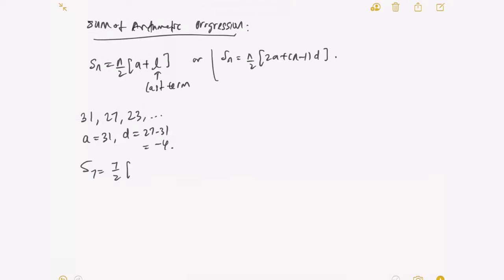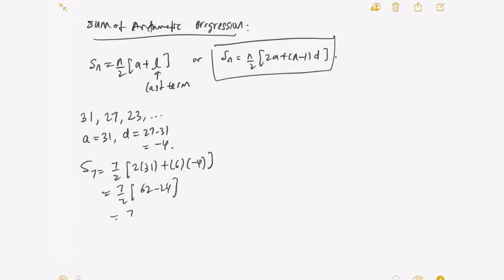over 2. I'm using this formula here because you know your a, you know your d, the common difference, and your first term. Your formula is 2a plus (n minus 1), which is 6, times d, which is negative 4. So just use your calculator. 62 minus 24, that will be 38. Then you divide, 19 times 7, 20 times 7 is 140, minus 7, 133. Okay, so this is one way of finding the sum.